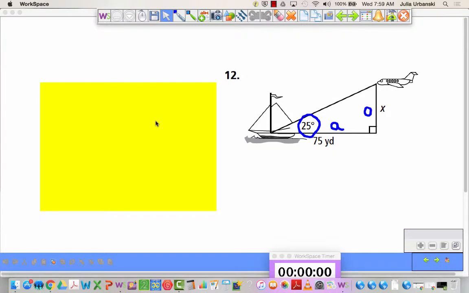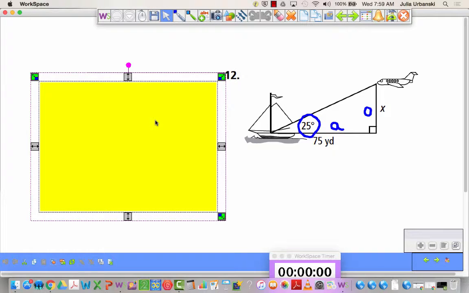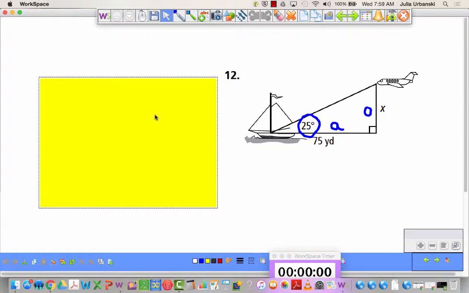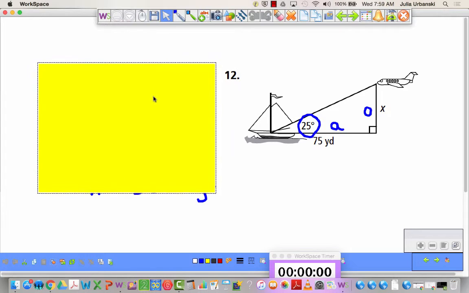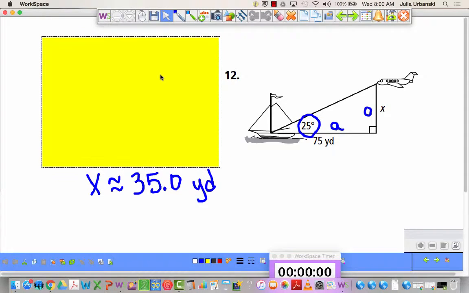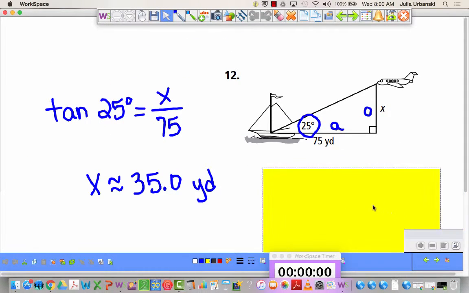Still, what do you get for number 12? 30, I'm hearing? 34. 35. Yeah, it was 34.99, but when you round to the nearest tenth, it has to go up.